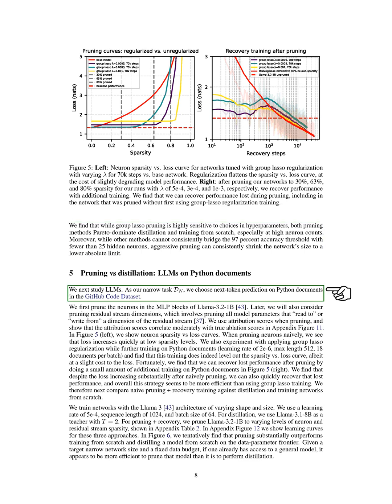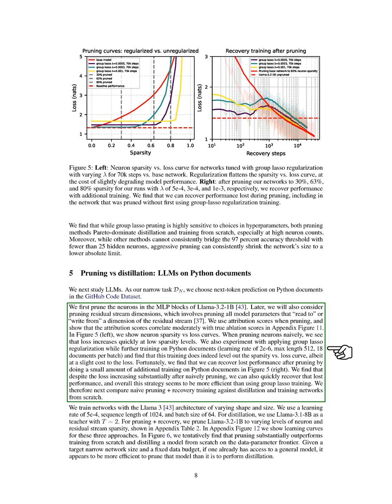Next, we turn our attention to large language models, LLMs, and focus on next token prediction in Python documents. We begin by pruning the neurons in the MLP blocks of the Llama-3.2-1b model. We also plan to prune dimensions in the residual stream, which involves removing parameters that interact with those dimensions. We utilize attribution scores for pruning and find a moderate correlation with true ablation scores.